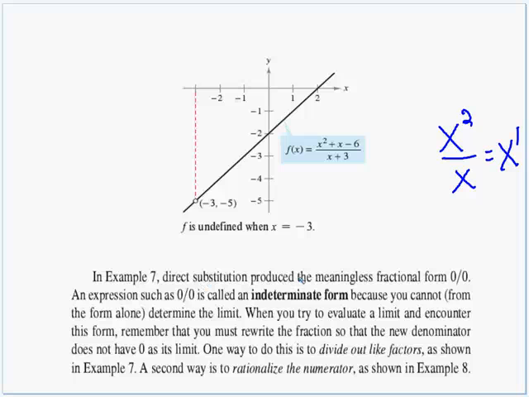In the example, direct substitution produced the meaningless fractional form 0 divided by 0. An expression such as 0 divided by 0 is called indeterminate form, because you cannot, from the form alone, determine the limit.